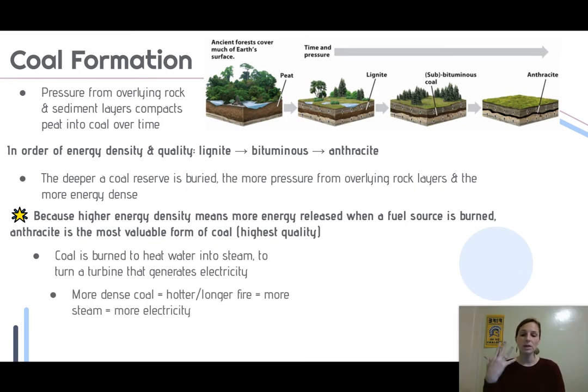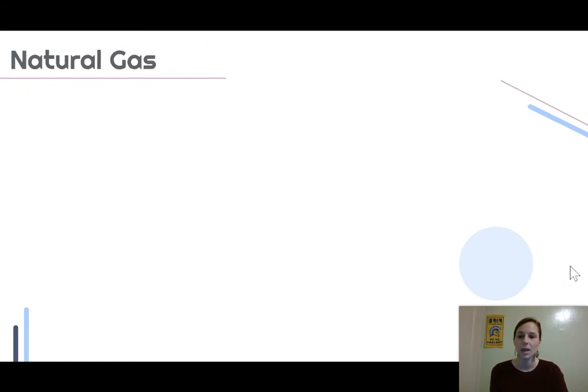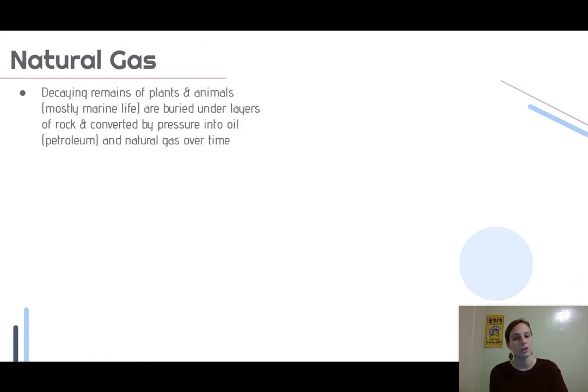Now, the more dense the coal is, the hotter and the longer the fire will be, which will be the more steam, the more electricity, which again is why we like this anthracite best, because it is going to give us the most electricity. Now we're going to talk about natural gas.